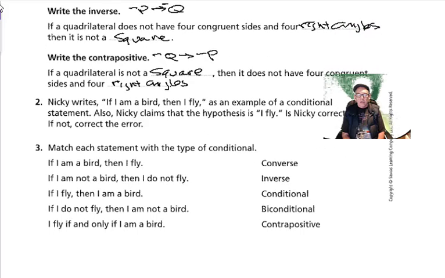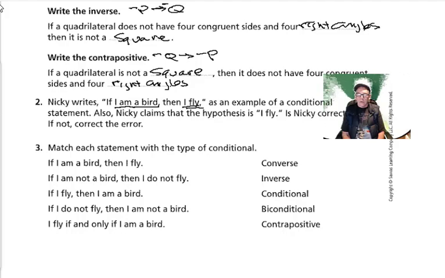Okay, number 2. Nikki writes, if I am a bird, then I fly, as an example of a conditional statement. Also, he claims the hypothesis is I fly. Is he correct? If not, correct the error. The if part is always the hypothesis. So in Nikki's statement, I am a bird is the hypothesis, and I fly is the conclusion.